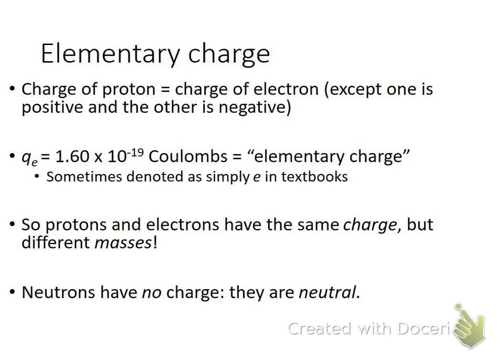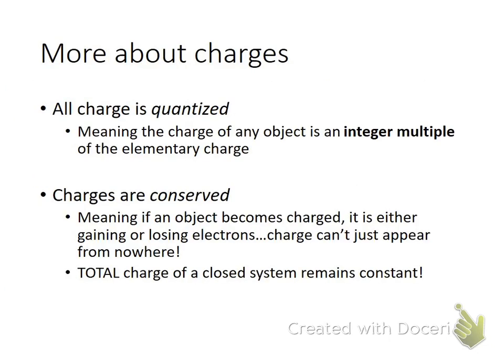This is called the elementary charge, and it has a value of 1.6 times 10 to the negative 19 coulombs. So every single proton provides 1.6 times 10 to the negative 19 positive coulombs. Each electron provides negative 1.6 times 10 to the negative 19 coulombs. They've got the same charge, but way different masses. Protons are way, way, way bigger than electrons. Meanwhile, neutrons are just hanging out. They're neutral. They've got no charge. Boring.